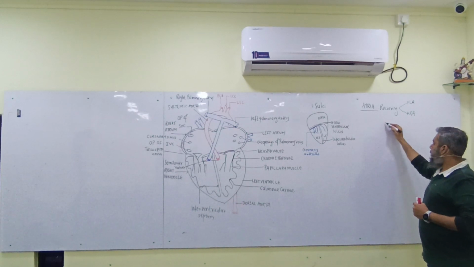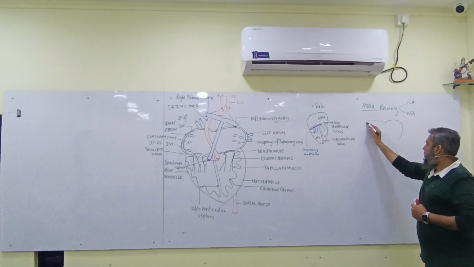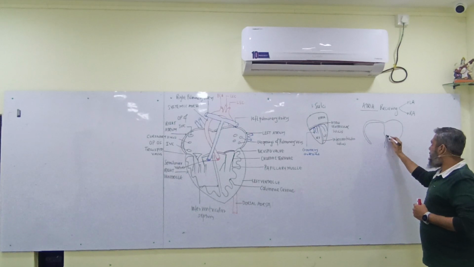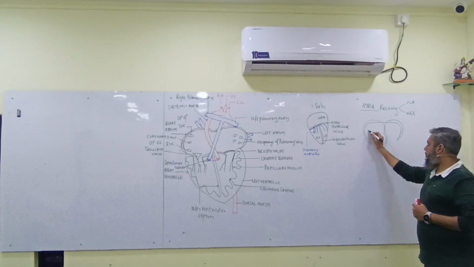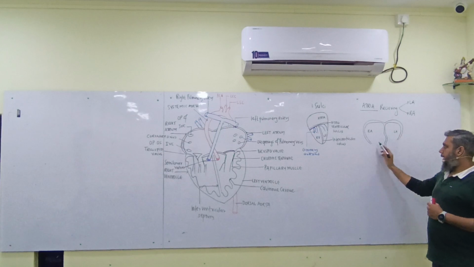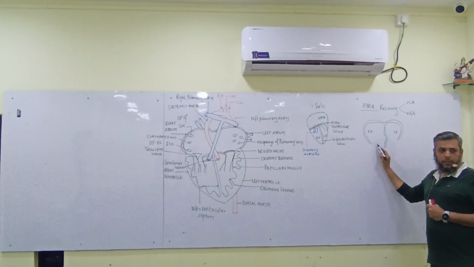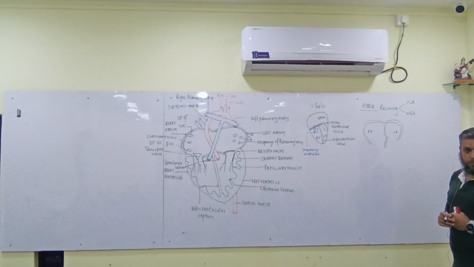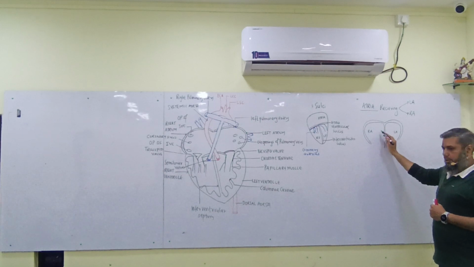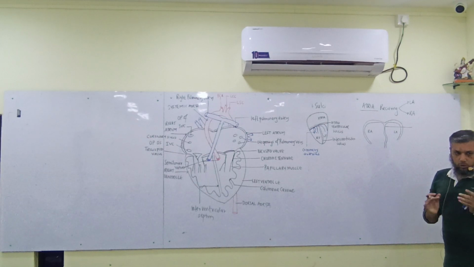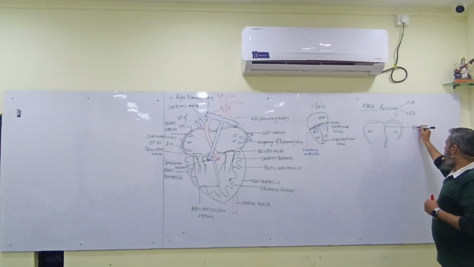Now, if you compare the size, then the right atrium is slightly larger than the left atrium. The right atrium is slightly larger than the left atrium. As the right atrium receives deoxygenated blood from the entire body, we find that it has a greater volume as compared to the left atrium. Between the two atria, there is a wall, there is a septum, okay, that separates the two atria. That is called the interatrial septum.